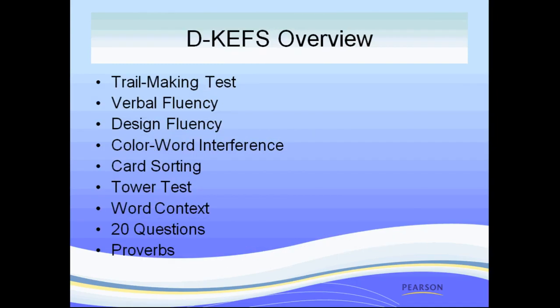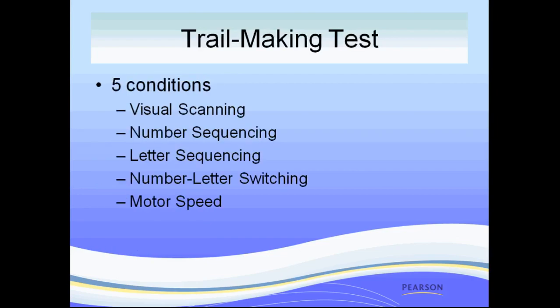And now back to the DKEFS. We have 9 tests. We have the trail making, verbal fluency, design fluency. Color word interference, for those of you who are not familiar with the DKEFS, is actually a Stroop test, because Stroop is a name that's been, I don't know if it's copyrighted, but we use a different name for that. We have a card sorting test. That's a little bit different than the Wisconsin card sorting test. We have a tower, we have the word context, and 20 questions of Proverbs. We're only going to talk about a few of those because they're really the main ones that are relevant for what we're talking about today.